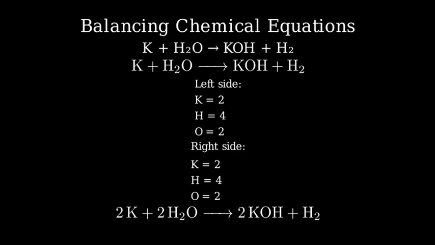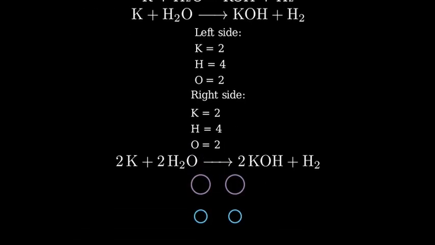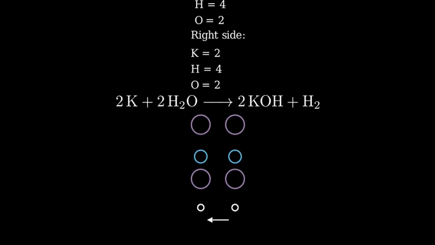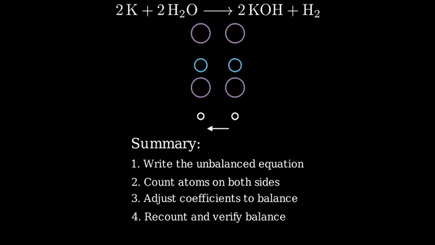Let's visualize this reaction using simplified molecular models. On the reactant side, we have 2 potassium atoms and 2 water molecules. These react to form 2 potassium hydroxide molecules and 1 hydrogen molecule. In summary, we've balanced the chemical equation for the reaction between potassium and water. Remember, the key to balancing equations is to ensure that the number of atoms of each element is the same on both sides of the arrow.